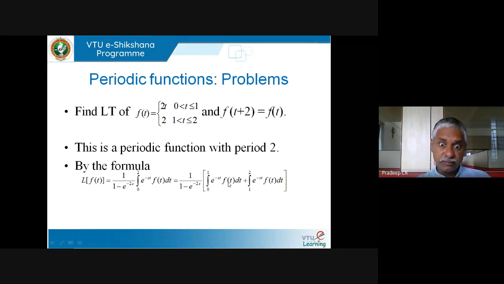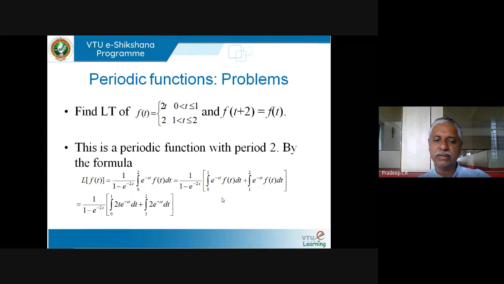Why do I do this? Because the function has different forms in different intervals. So this is a standard trick: 0 to 1 and 1 to 2. In your PUC, if somebody had asked you how to integrate this, this is precisely what you would have done. So that's all we are doing now also. Only thing is there is a factor of e power minus st also. So you carry out this integration. I have written it down here, by integration by parts. So the solution is here. One can, of course, simplify it a bit more, but I have written it like this.